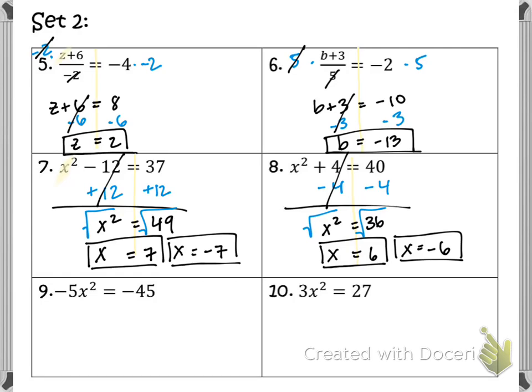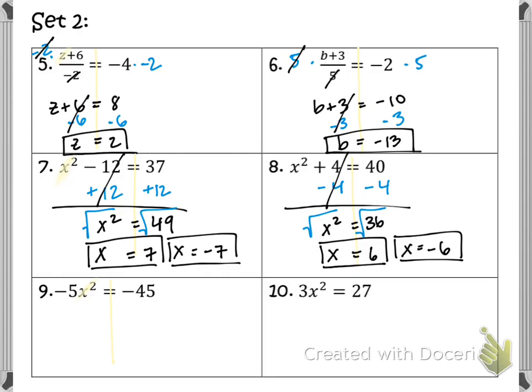All right, guys, two more. So for number 9, we have negative 5x squared equals negative 45. So if I want to get x alone, in this case x squared alone, and then x, I need to go ahead and get rid of that negative 5 in front.